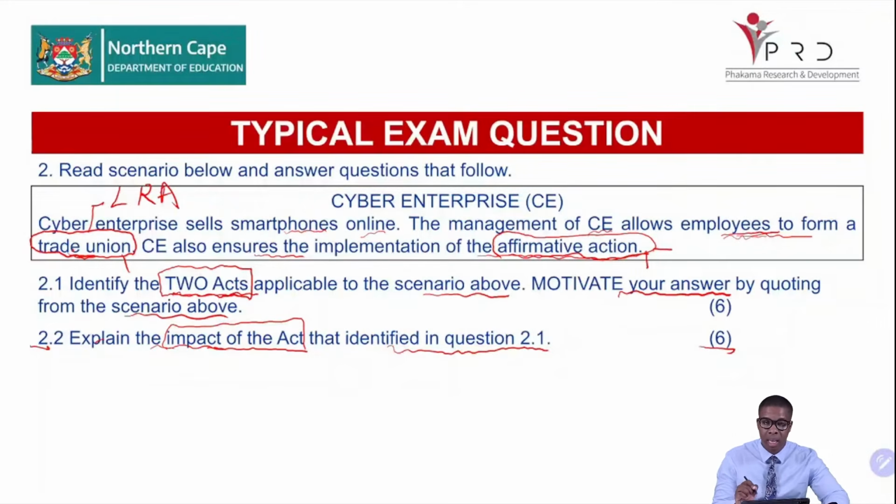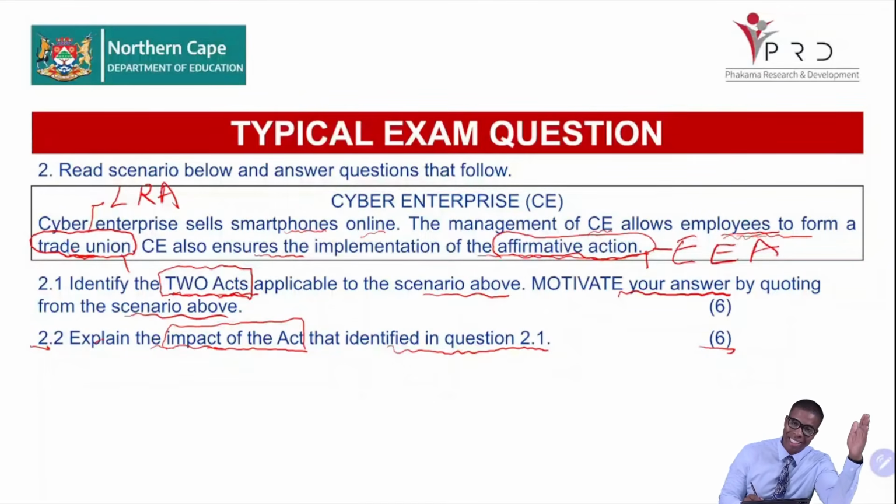And then the second part says CE also ensures the implementation of affirmative action. Affirmative action is a policy under the Employment Equity Act, which says in the process of employing, consider those who were previously disadvantaged so that they can have equal opportunities, because in the past they did not have equal opportunities in the workplace or of being hired in a business. So that is the policy used in the Employment Equity Act, which is called affirmative action.